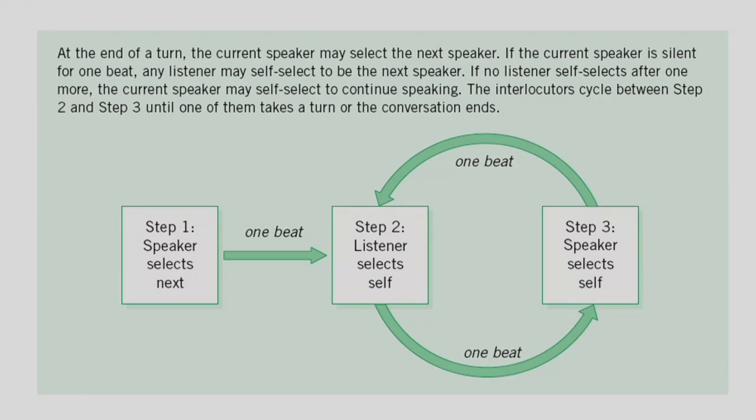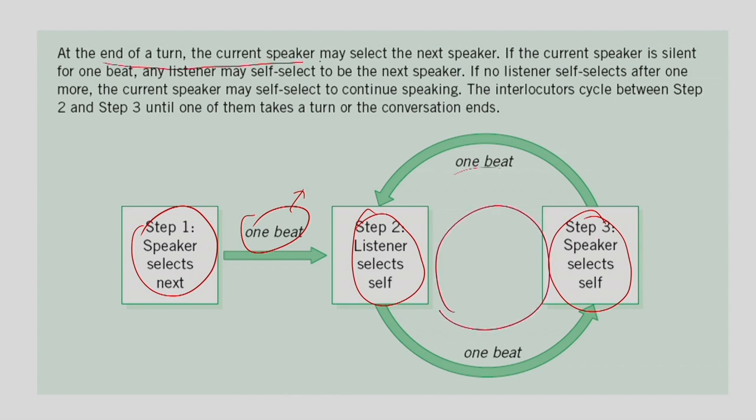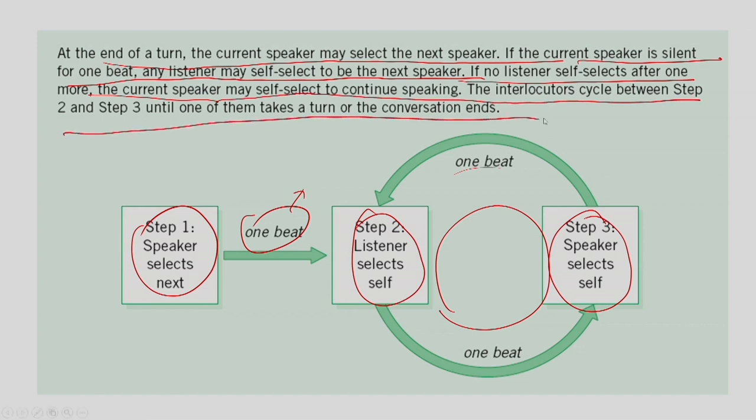And so, this gives you an actual idea of what is happening. So, you have step 1 where the speaker selects the next one beat. One beat is exactly about 1/4 of a second, the time it takes for you to take the decision. Now, step 2: the listener selects self or the speaker selects self, and if nothing happens, then you keep on revolving between 1 and 2. As you can see, at the end of the turn, the current speaker may select the next speaker. If the current speaker is silent for one beat, any listener may self-select as the next speaker, and if no listener selects after one more beat, the current speaker may self-select to continue speaking. The interlocutors cycle between step 2 and 3 until one of them takes the conversation.